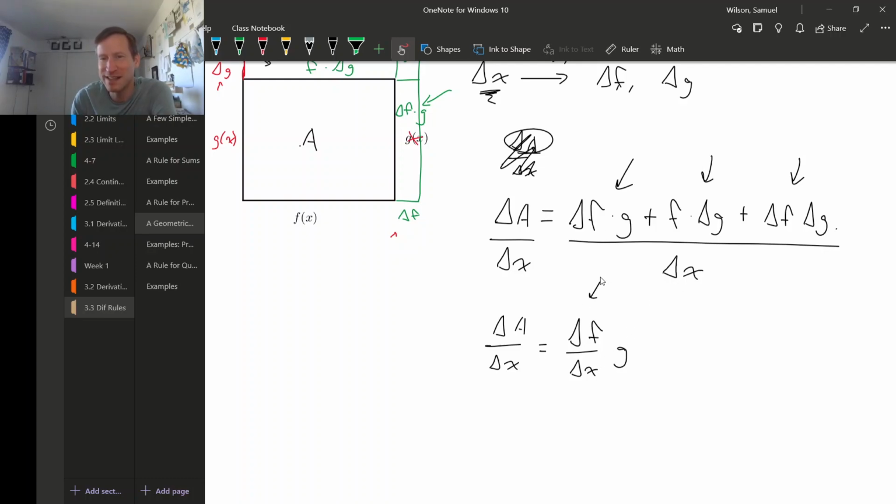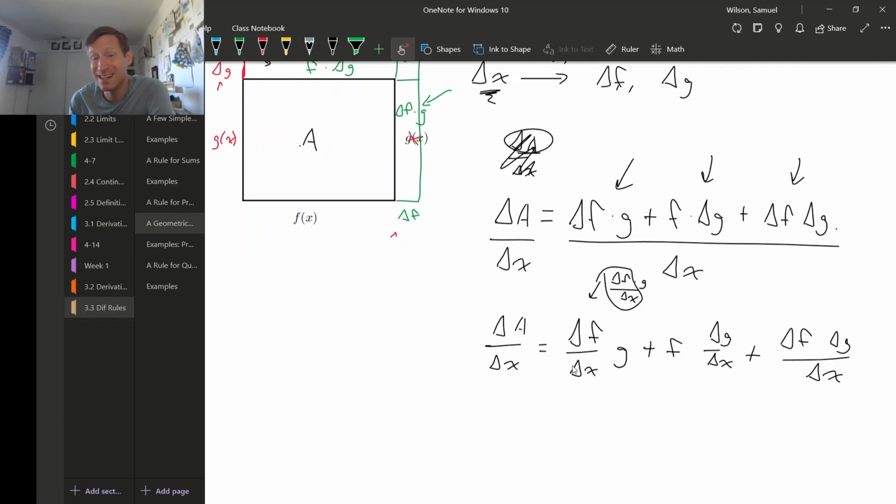So we could write this term as delta f times g over delta x, but it makes sense to put the parts with the deltas together. So there's our first term, plus f times delta g over delta x, plus, and then for this last term, I'm not quite sure how to write this. Maybe delta f times delta g over delta x.